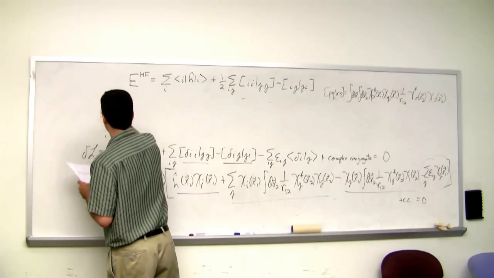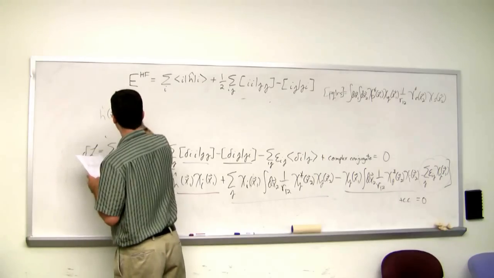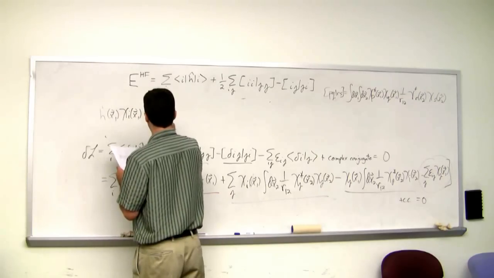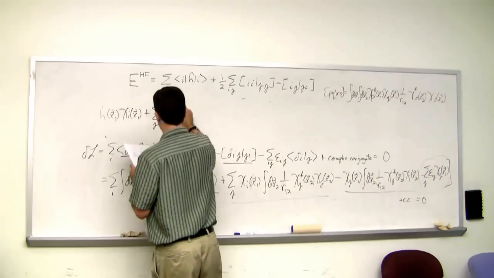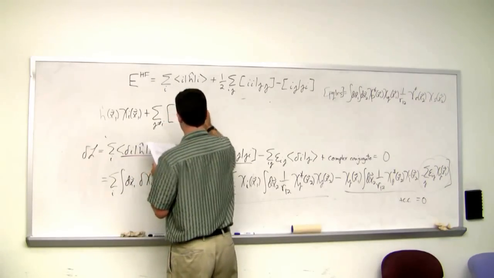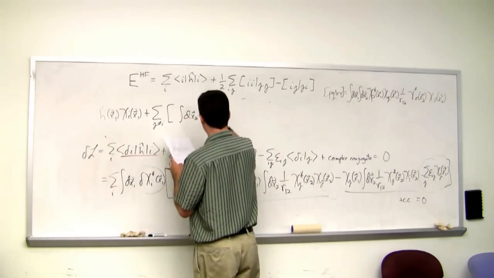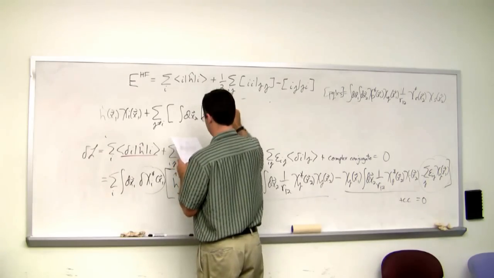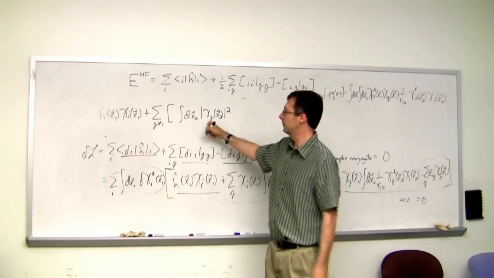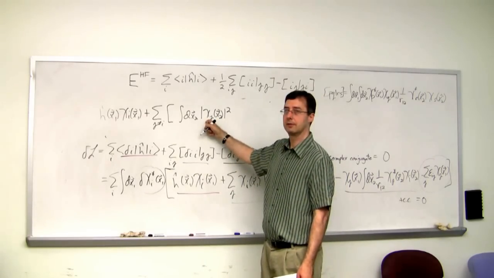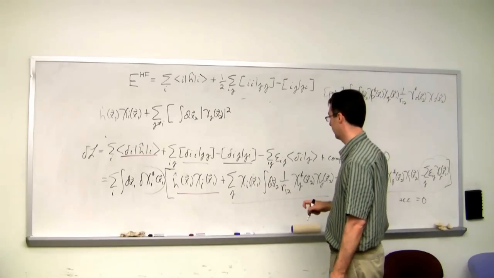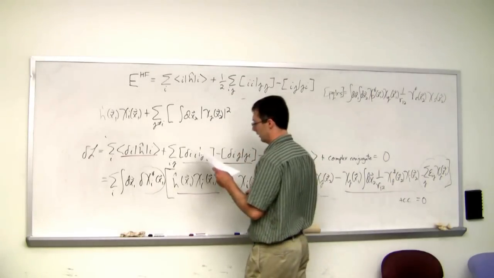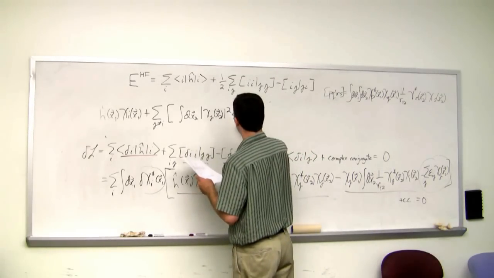So h of x1 times chi-i of x1 plus the sum over j not equal to i, integral dx2. I'm going to write this as absolute value squared, if you let me. What's absolute value squared? It just means the thing times its complex conjugate. So this is just a tiny bit quicker for me to write than chi j star chi j. It means the same thing. So chi j absolute value squared, 1 over R12.